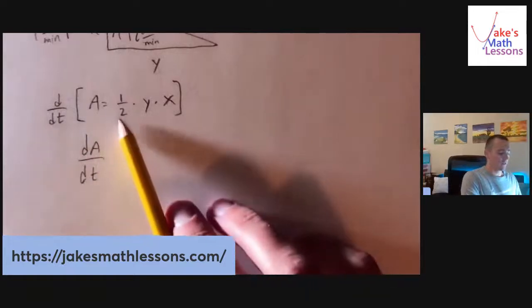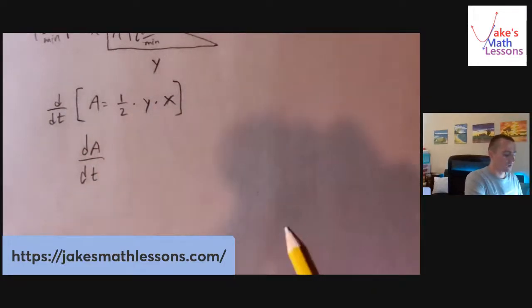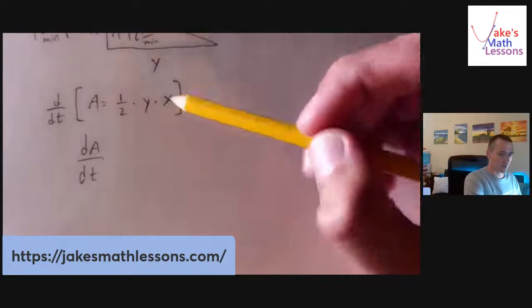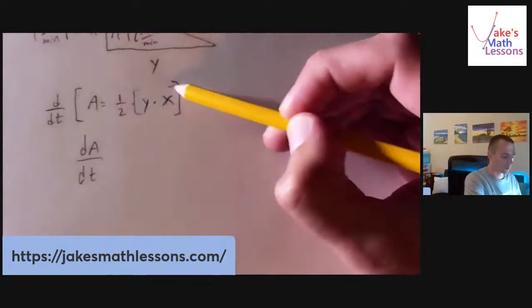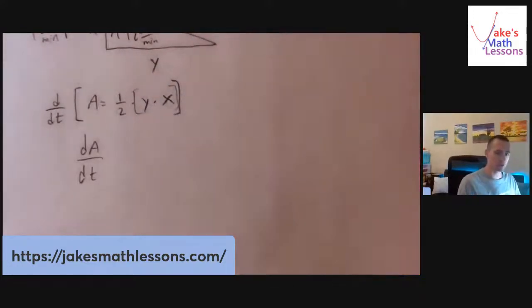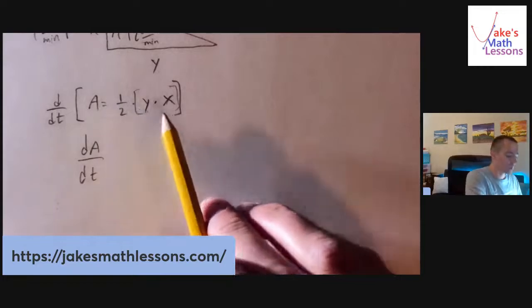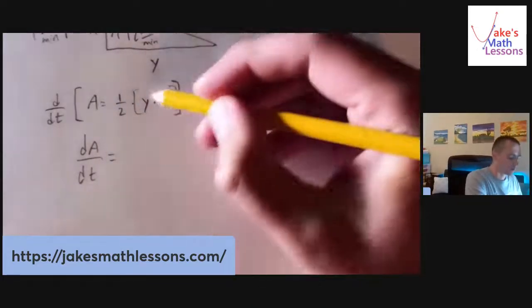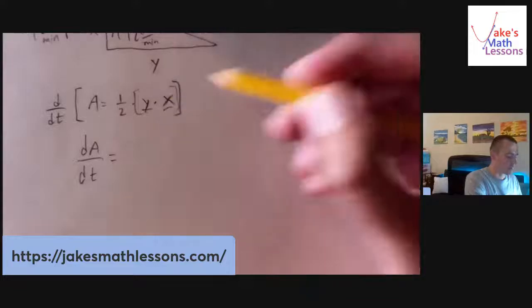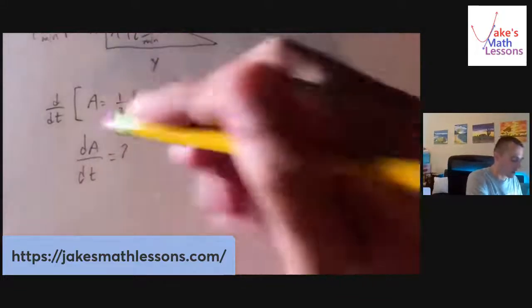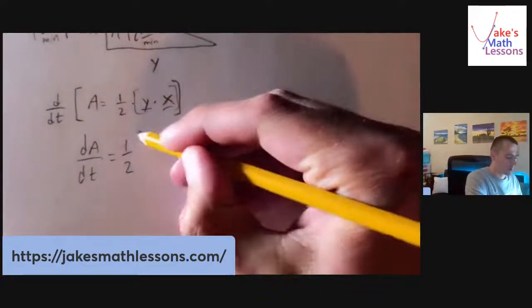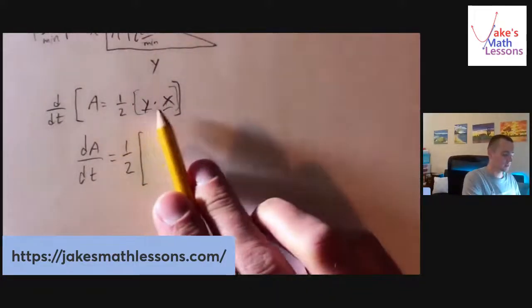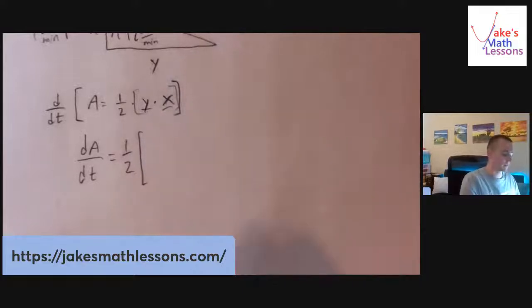Now to take the derivative of the right side of our equation, you can see that, like our last example, we're going to have product rule here, because we have y times x, which are two separate functions. So when we're taking the derivative of 1/2 times y times x with respect to time, we have the product of these two functions. What we can do is keep this 1/2 out front, take the derivative of y times x, and then multiply 1/2 times that whole derivative.